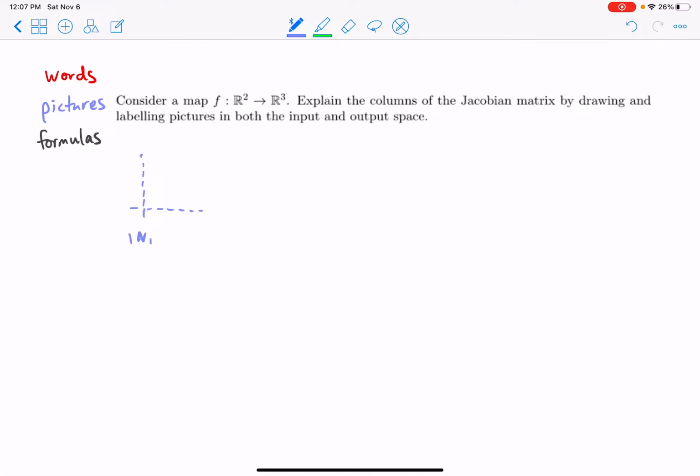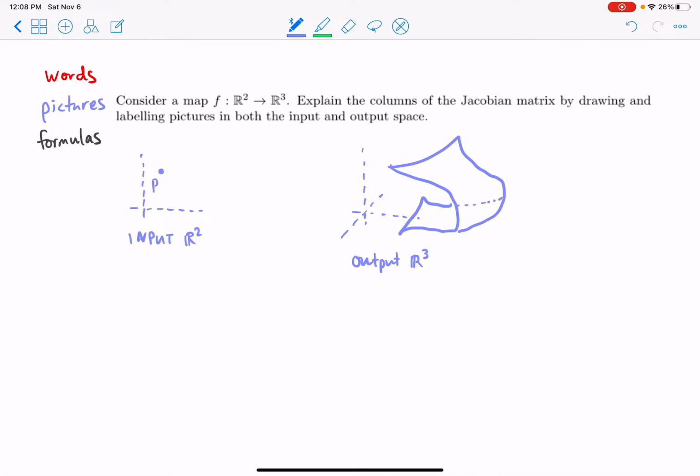Here's the input space. And here's some point, P. Here's the output space. And here's some surface that we get as the image of this map. So then P gets sent somewhere, so I will put it here: F evaluated at P. Okay, it's hard to point to things. Okay, there we go.